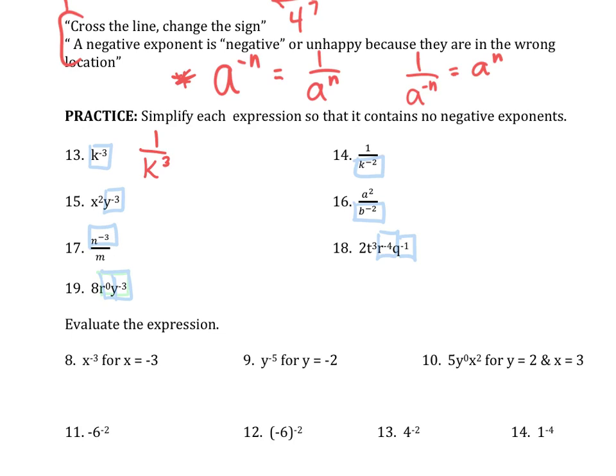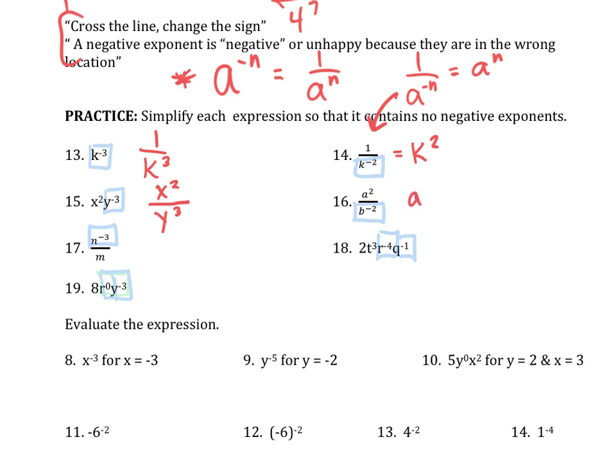All right, 14 is really just using this rule. So it has a negative exponent in the denominator. I can bring it to the numerator and make it positive. That simple. All right, on number 15, I can leave x squared alone, but since y has a negative exponent, we have to bring it down to the bottom, to the denominator.